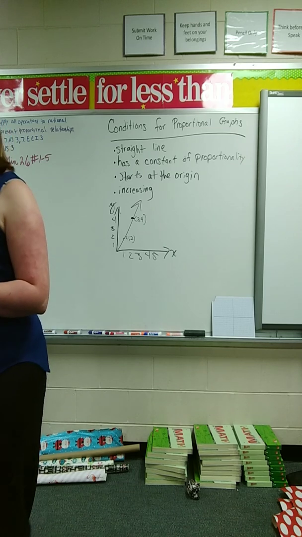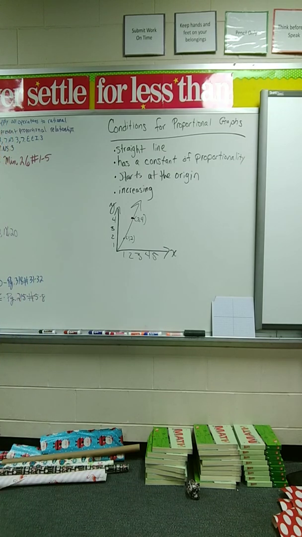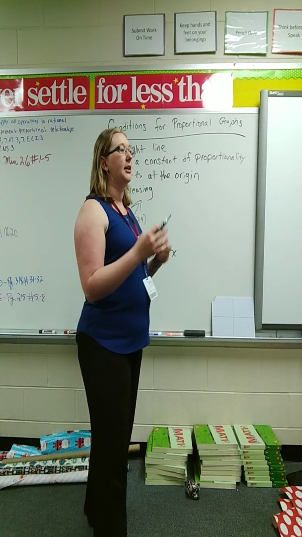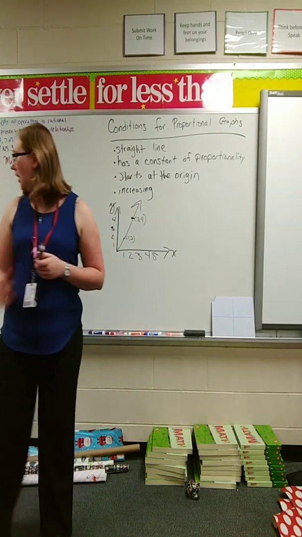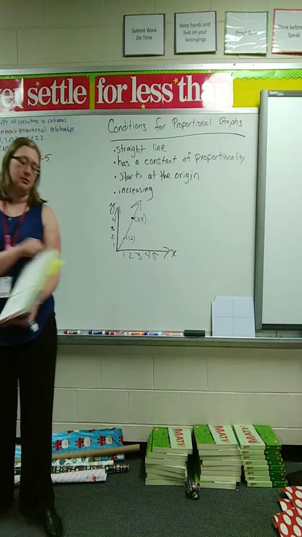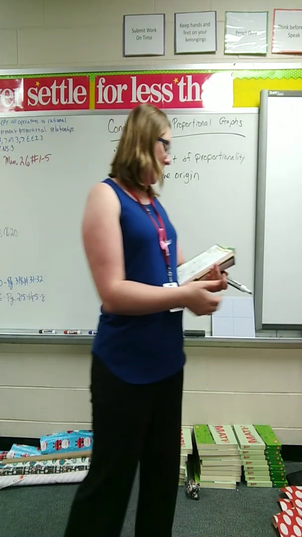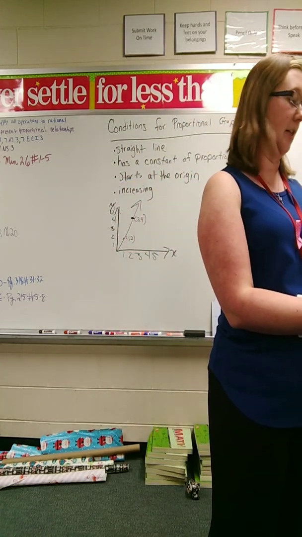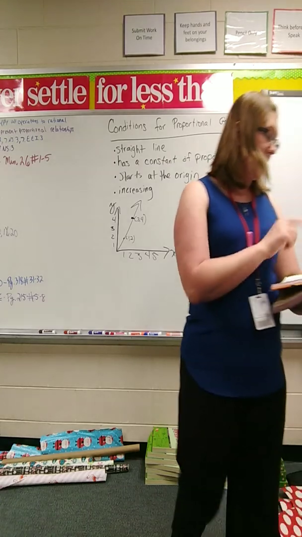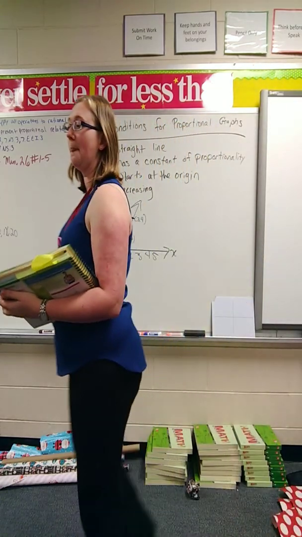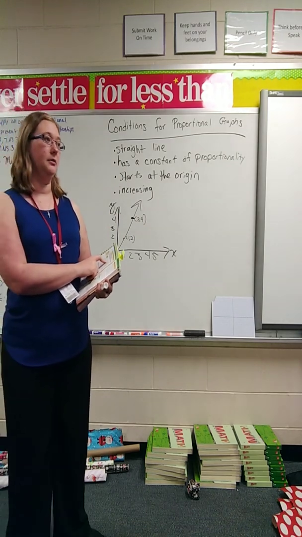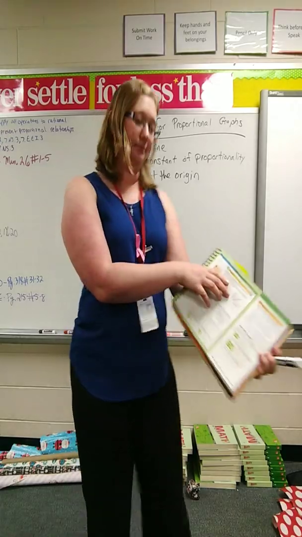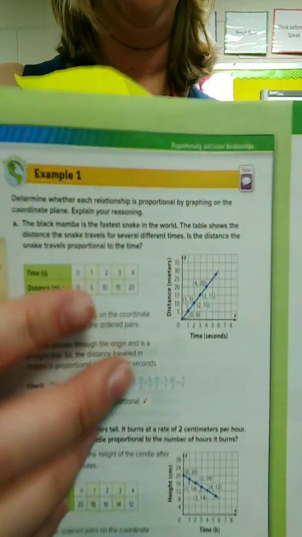Let's look at example 1. It says to determine if the relationship is proportional by graphing. And in example 1, they went ahead and graphed for us. So, what we've got, we're looking at time and distance for the black mamba, which is the fastest snake in the world. The table gave us distances that were calculated. Now we had to graph it. And when it's graphed, here's our graph.